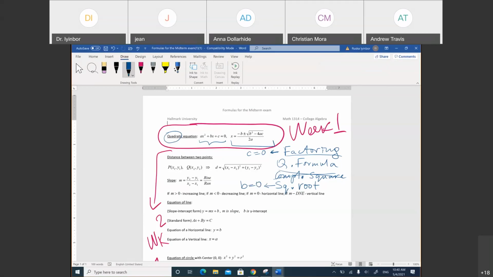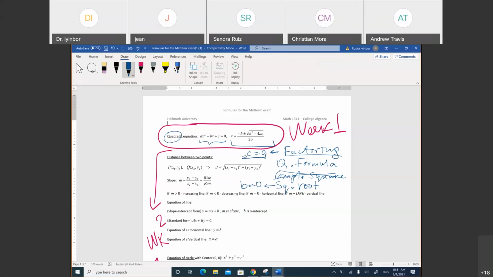So any questions? Everybody understand how to decide which method to use? I think I need help. Okay, so when you have a quadratic equation which has x squared, x and a number, sometimes you don't have x, sometimes you don't have a number, but the equation with x squared is always quadratic. So if you have only x squared and x, no c, no number by itself, you can use factoring, and I'll show you that method.